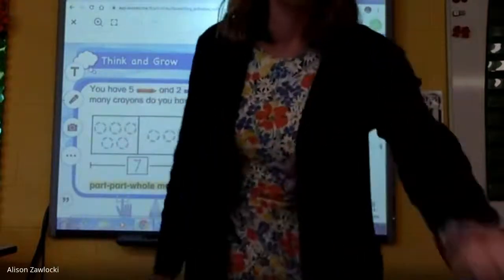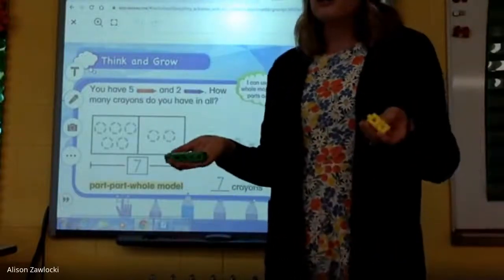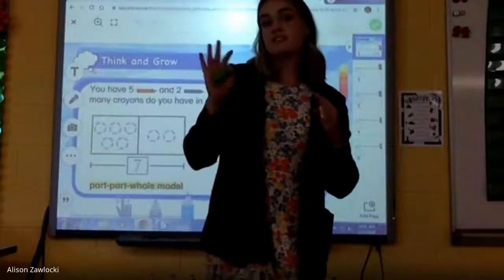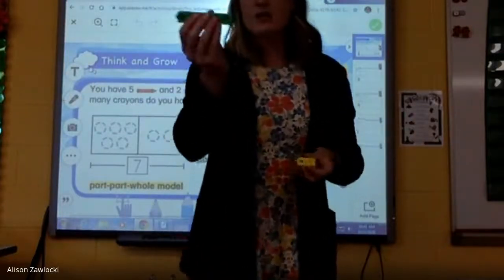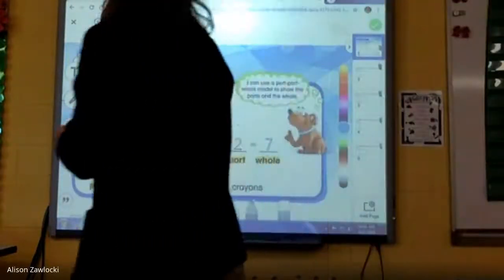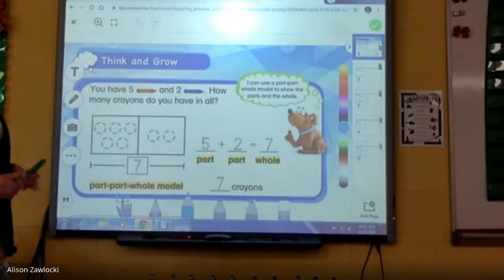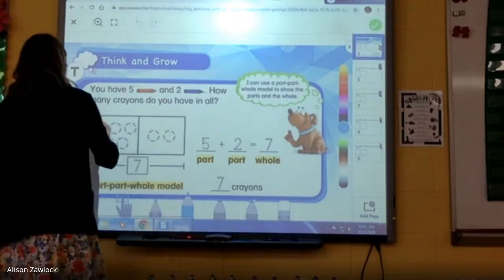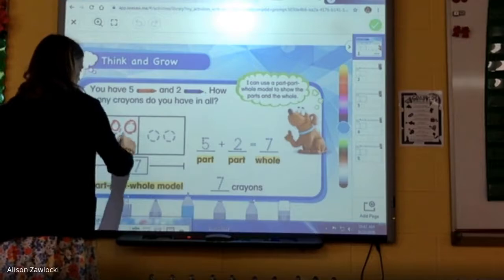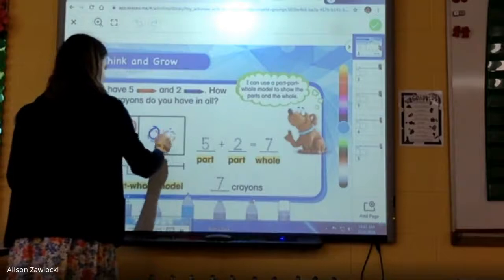So you can use your counters to help you as well, but we're also going to draw pictures. So I'm going to use my blocks to help me, but you could totally use your beans, your counters, or some of you have beads, or maybe you have counters around the house. So I have 5 and 2. I'm going to put them together to add them. I'm going to draw circles to help me understand this addition problem. So I'm going to draw 5 circles on this side to show 5 red crayons, and I'm going to draw 2 circles on this side to show 2 blue crayons.